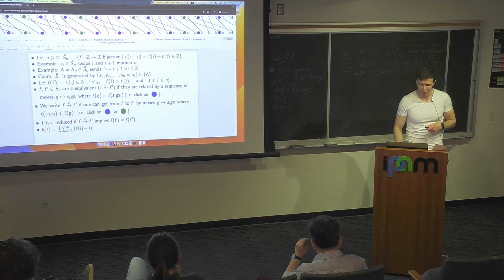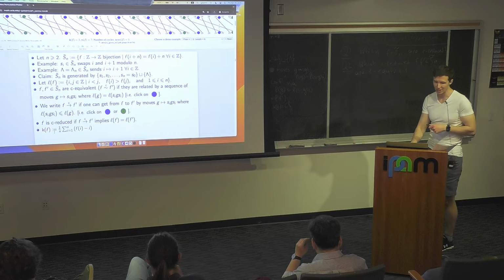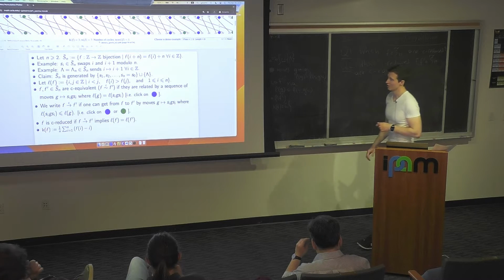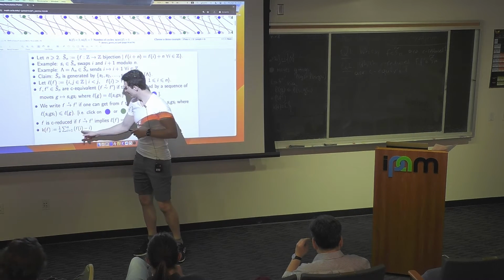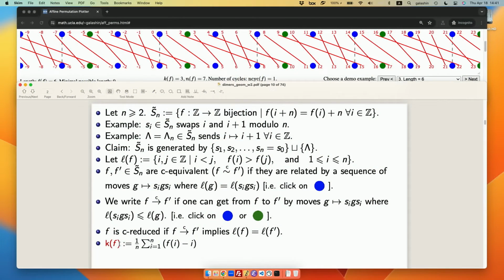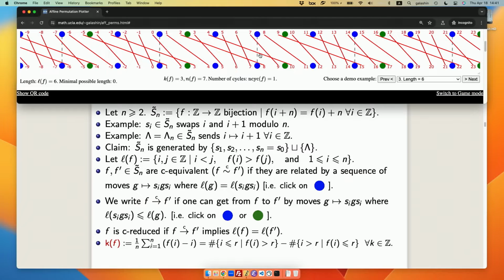So first of all, any affine permutation has an integer k associated to it. It's defined by this kind of average of f(i) minus i, which is unclear that it's an integer, but let me show you another example. So you make any vertical slice of your diagram, like for example here, and you count how many arrows cross it from left to right, minus how many arrows cross it from right to left. You kind of measure the flow through the vertical cut, and it doesn't matter which vertical cut you take. Like here, you always get 3 arrows from left to right, and so k is 3.